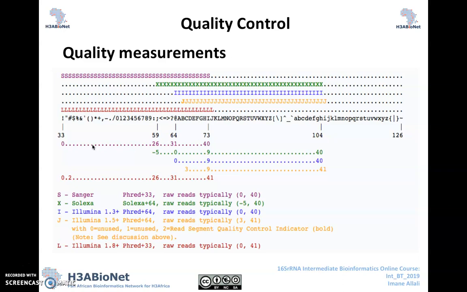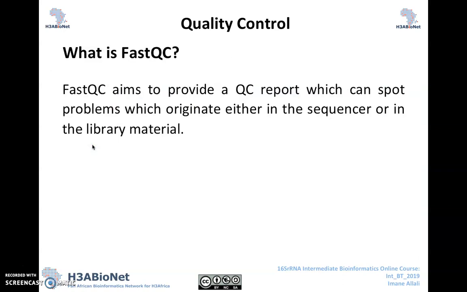The FastQC tool, for instance, will give you which encoding was used. Usually you see Phred 33 or 64. It's very important to know the encoding that was used to measure the quality if you would like, for instance, to compare different datasets. So what is FastQC?